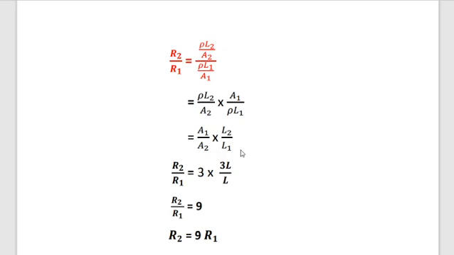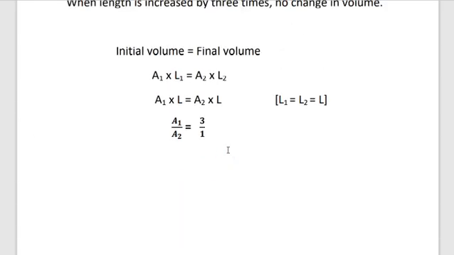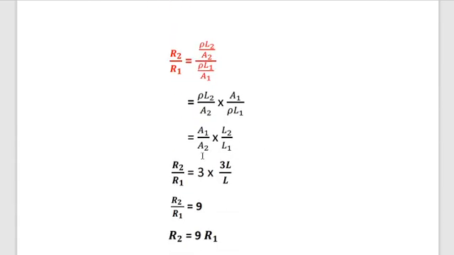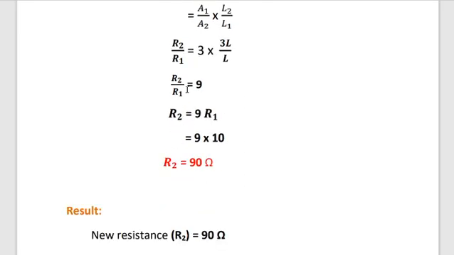So we already calculated the A1 by A2 value. A1 by A2 is equal to 3 by 1, that's equal to 3. So substitute A1 by A2 equal to 3 into L2, the increased length. That means 3L, 3 times the length. What is the original length? L1 equal to L. So L and L cancel. 3 threes are 9. So R2 divided by R1 is equal to 9. R2 equal to 9 R1.